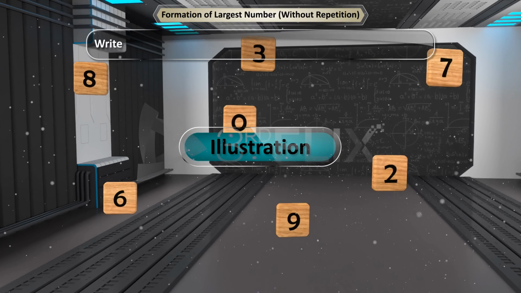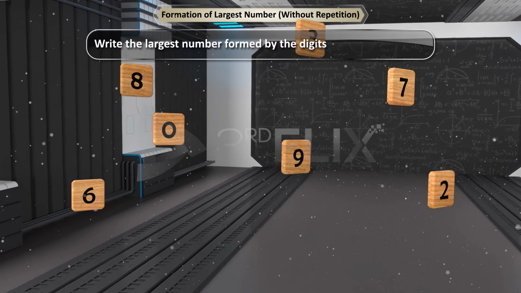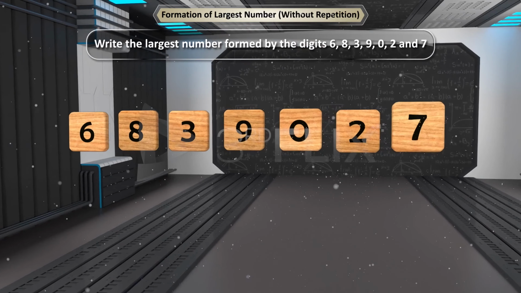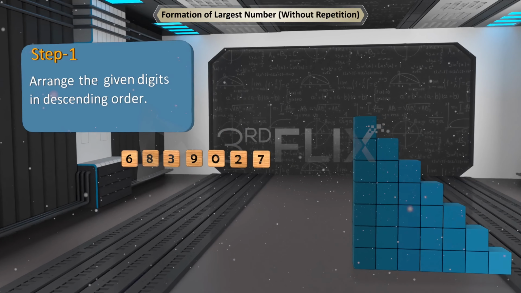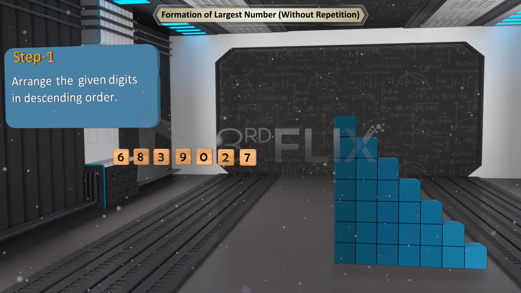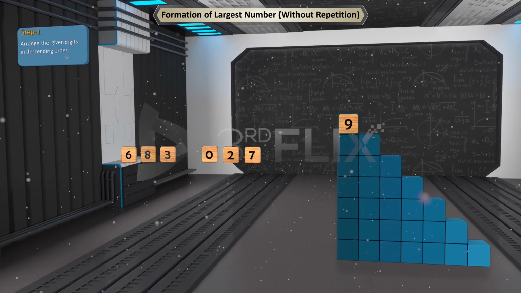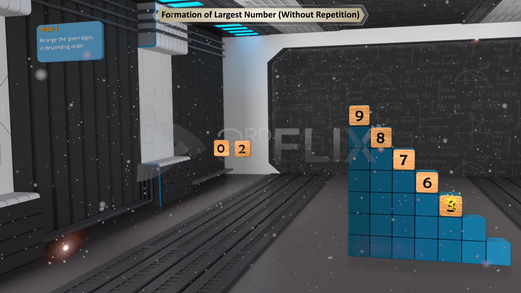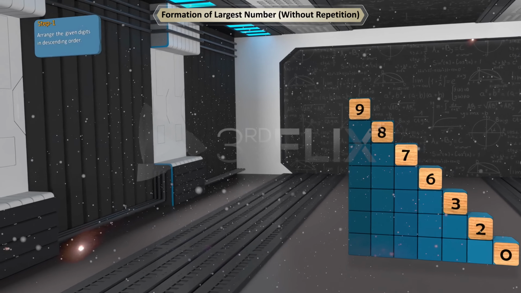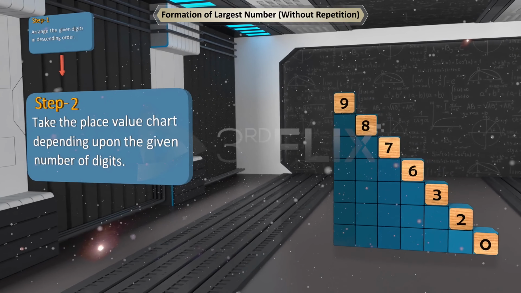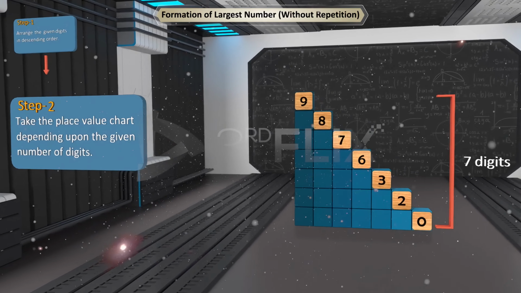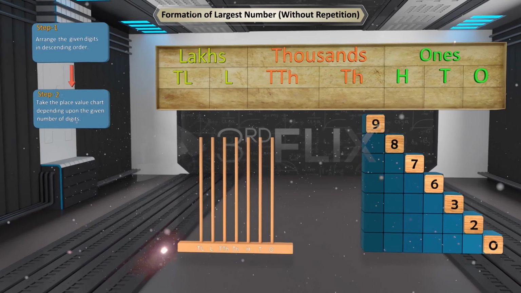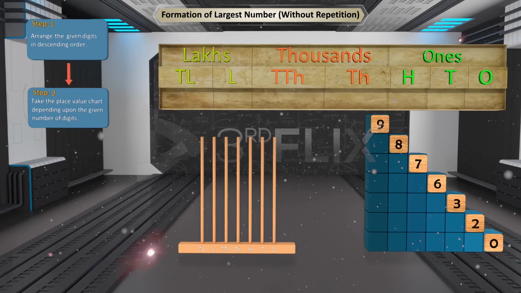Illustration. Write the largest number formed by the digits 6, 8, 3, 9, 0, 2 and 7. Step 1. Descending order. 9, 8, 7, 6, 3, 2, 0. Step 2. Here the number of given digits are 7. Take the place value chart up to 7 places. That is up to 10 lakhs.